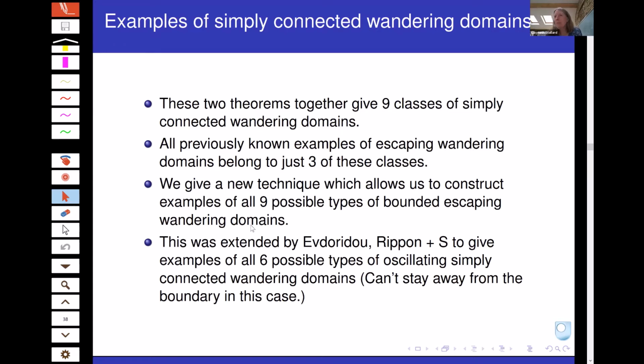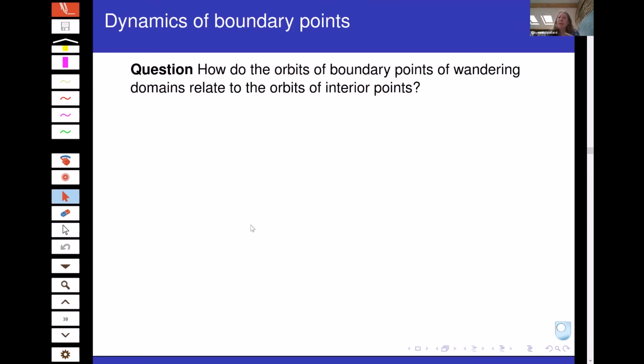So this is the sort of background and what happens inside the wandering domains. And what I really want to talk about is what we've been doing for the last year or 2 through lockdown and over Zoom, which is looking at what happens on the boundary of these simply connected wandering domains. And in particular, how does the dynamics of boundary points relate to the orbits of points inside your wandering domain? Can we say anything about this?